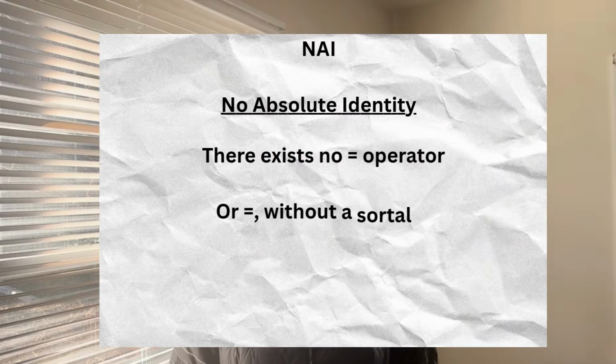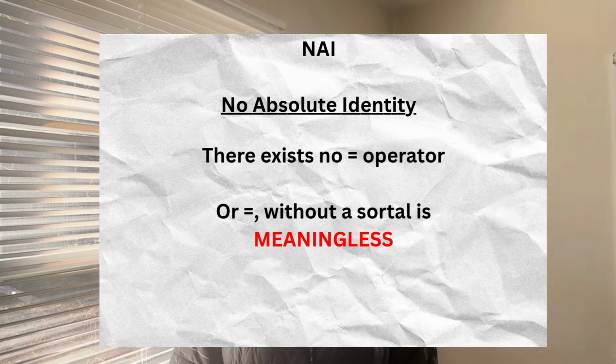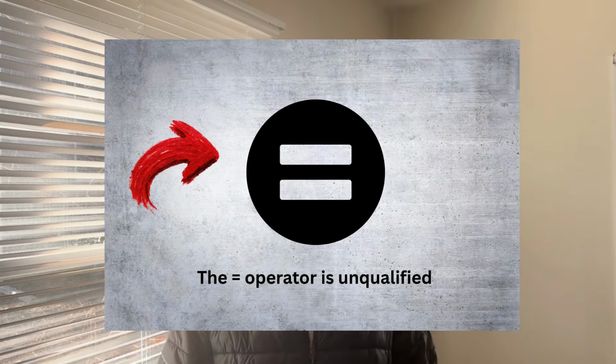At least in Geach's view, you have the NAI, the no absolute identity principle, which is to say that there is no single unqualified identity operator. And what that means is that in standard FOL or FOL with identity, you have the primitive identity operator, but that identity operator is not indexed to any sort. It is an unrestricted operator. The domain is unrestricted.